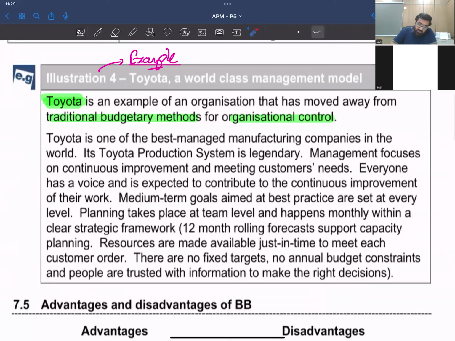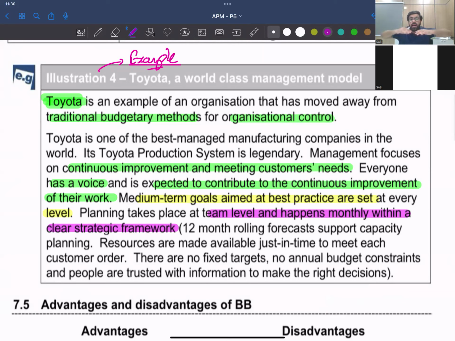It's one of the best manufacturing companies, with the best managers. In Toyota, production systems are legendary. And I'm not saying this, your book has mentioned it, so they must have verified it also. Management focuses on continuous improvement and meeting customer needs. Everyone has a voice and is expected to contribute to continuous improvement of their work. Medium-term goals aim at best practices. Planning takes place at the team level and happens monthly with a clear strategic framework.